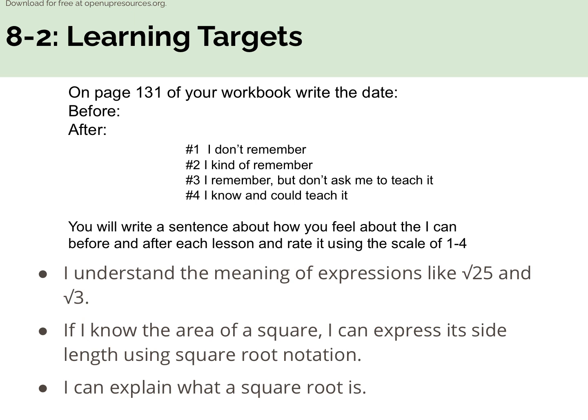Then go ahead and read lesson 2. I understand the meaning of an expression like the square root of 25 and the square root of 3. If I know the area of a square, I can express its side length using the square root, like what we just did: the square root of 29 is the side length of a square with an area of 29. And I can explain what a square root is. Give yourself a sentence and a number about how you feel about these. 1, I'm still confused. 2, I kind of got it. 3, I did get it. And 4, I can teach it to my friend.